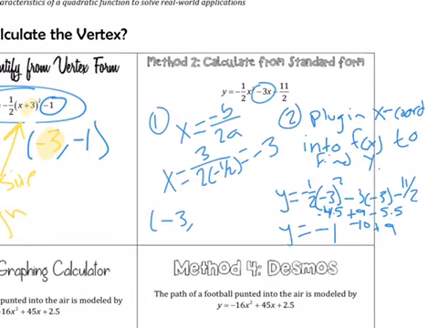And then you're going to combine your like terms. I changed this 11/2 into a decimal. So it would be negative 4.5 minus 5.5. Combine your like terms to get a negative 10 plus a positive 9. You're left with a negative 1. So your vertex is going to be negative 3, negative 1.